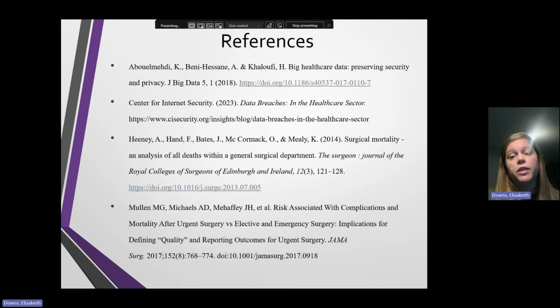Finally, this is my reference page. These references support the information presented in this project.